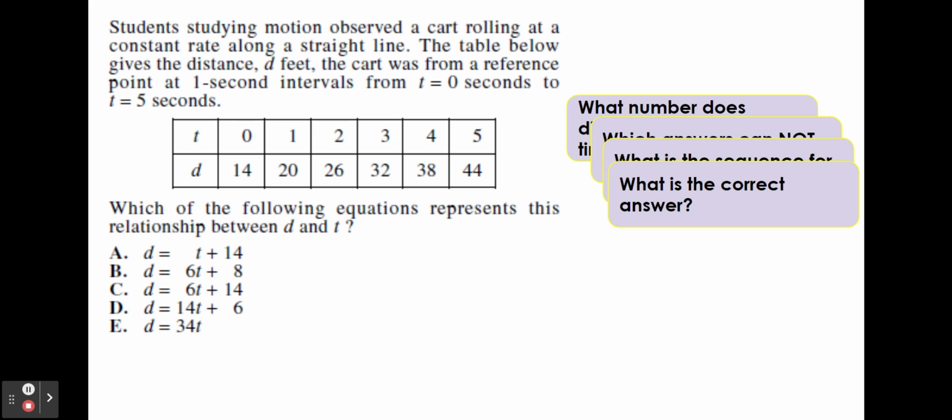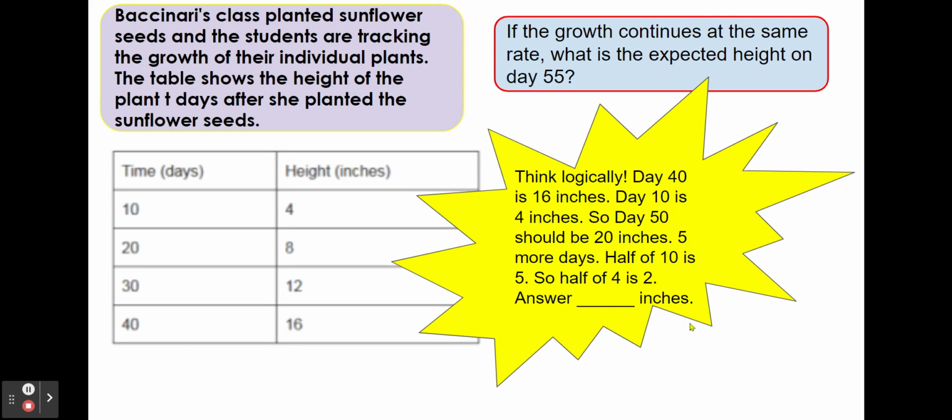Which of the following equations represents this relationship between distance and time? A, distance equals time plus 14. B, distance equals 6 times time plus 8. C, distance equals 6 times time plus 14. D, distance equals 14 times time plus 6. Or E, distance equals 34 times time.